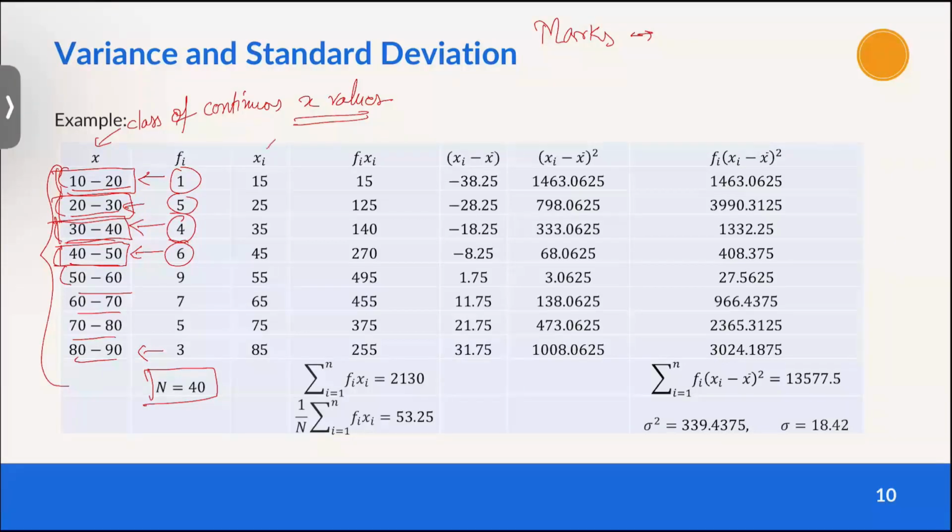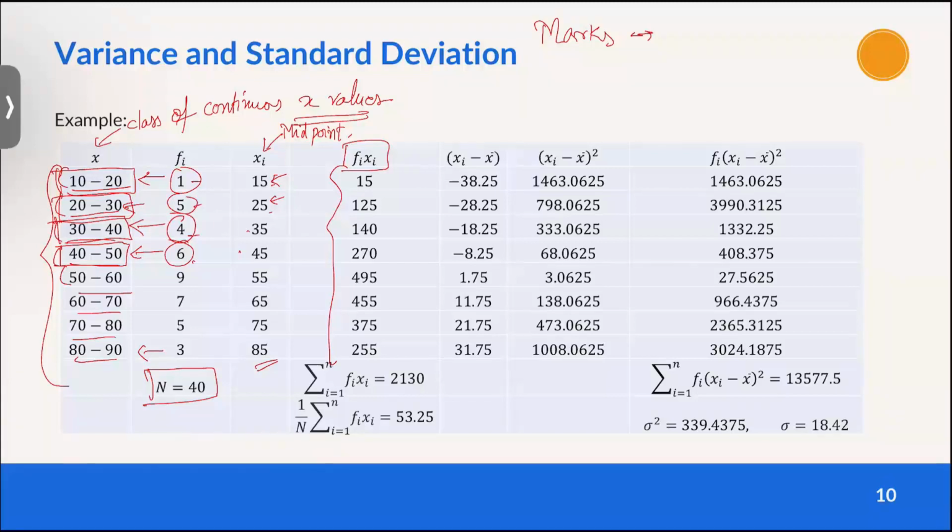Okay. So what will xi be? Xi will be the midpoint of the class. So for 10 to 20 the midpoint is 15, for 20 to 30 the midpoint is 25 and so on. These are all the midpoints of the classes. Now everything else we will do is the same as what we have done in discrete frequency distribution. So we'll calculate fi times xi: 1 into 15, 5 into 25, 4 into 35, 6 into 45 and so on. We'll calculate this column.